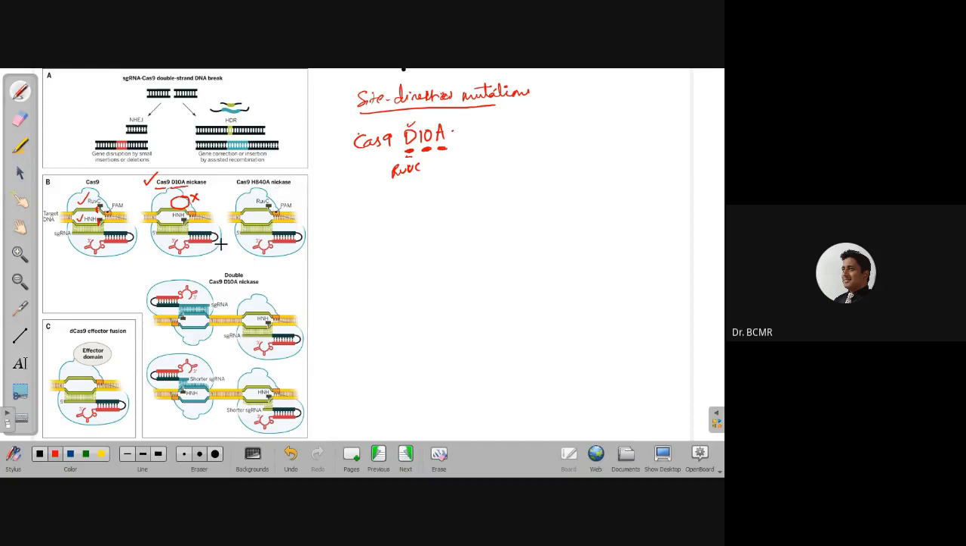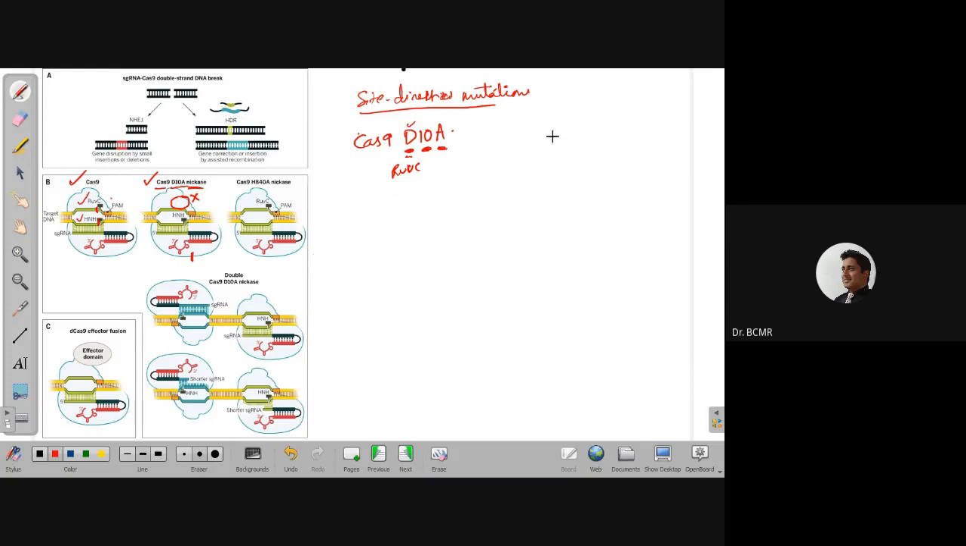Because of this, it will only create one break. It can only make a single strand break, not a double strand break. Compare it with this one, which makes double strand breaks. Cas9 D10A is a nickase. It can only cleave a nick, a single strand break.